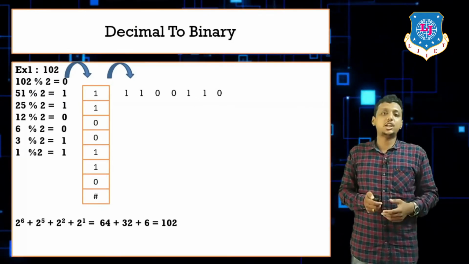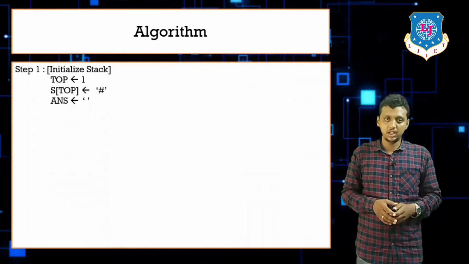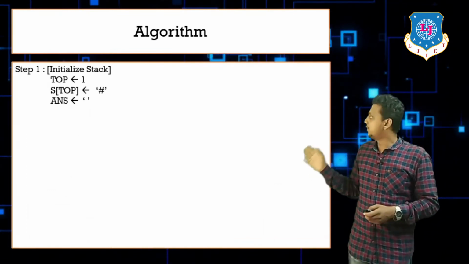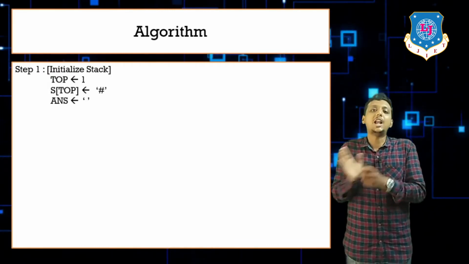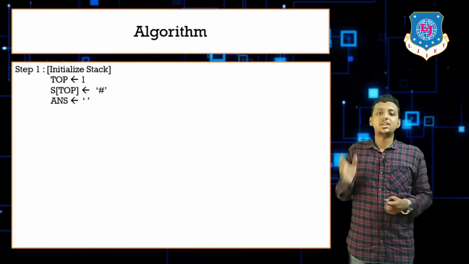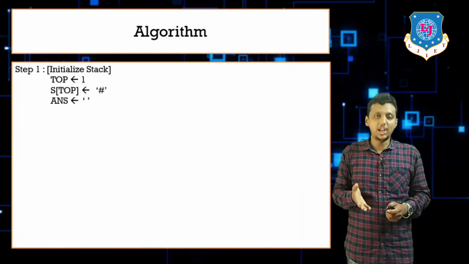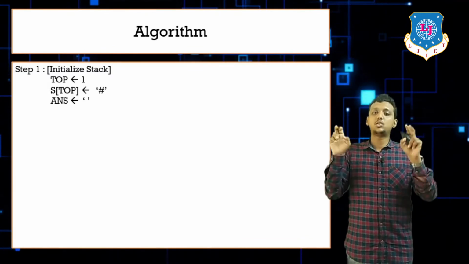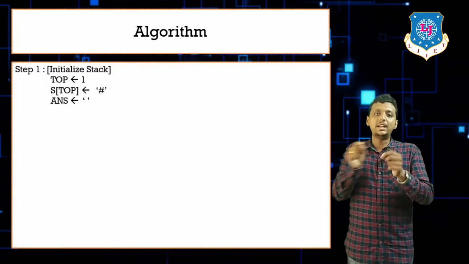Now let's take a look at the algorithm of how to convert the decimal number to binary. Students, what we do first is initialize the stack with hash. It helps us to get back the values easily. So first initialize the stack: top arrow 1, s of top is equal to hash, and then answer is equal to null. Why did I take the answer? Answer contains all the appended values.